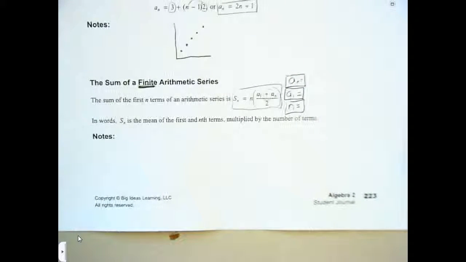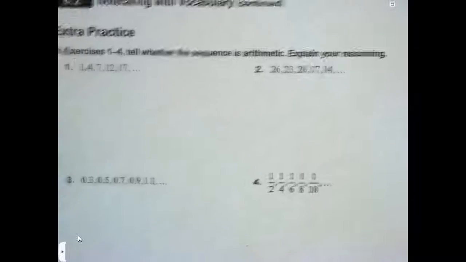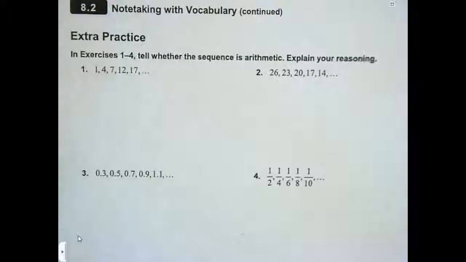Let's go ahead and try some. Take a look at page 224. Tell whether the sequence is arithmetic and explain your reasoning. You've got 1 through 4 there. Give it a go. Work together. If you haven't already shared with your neighbor, tell them what you got.